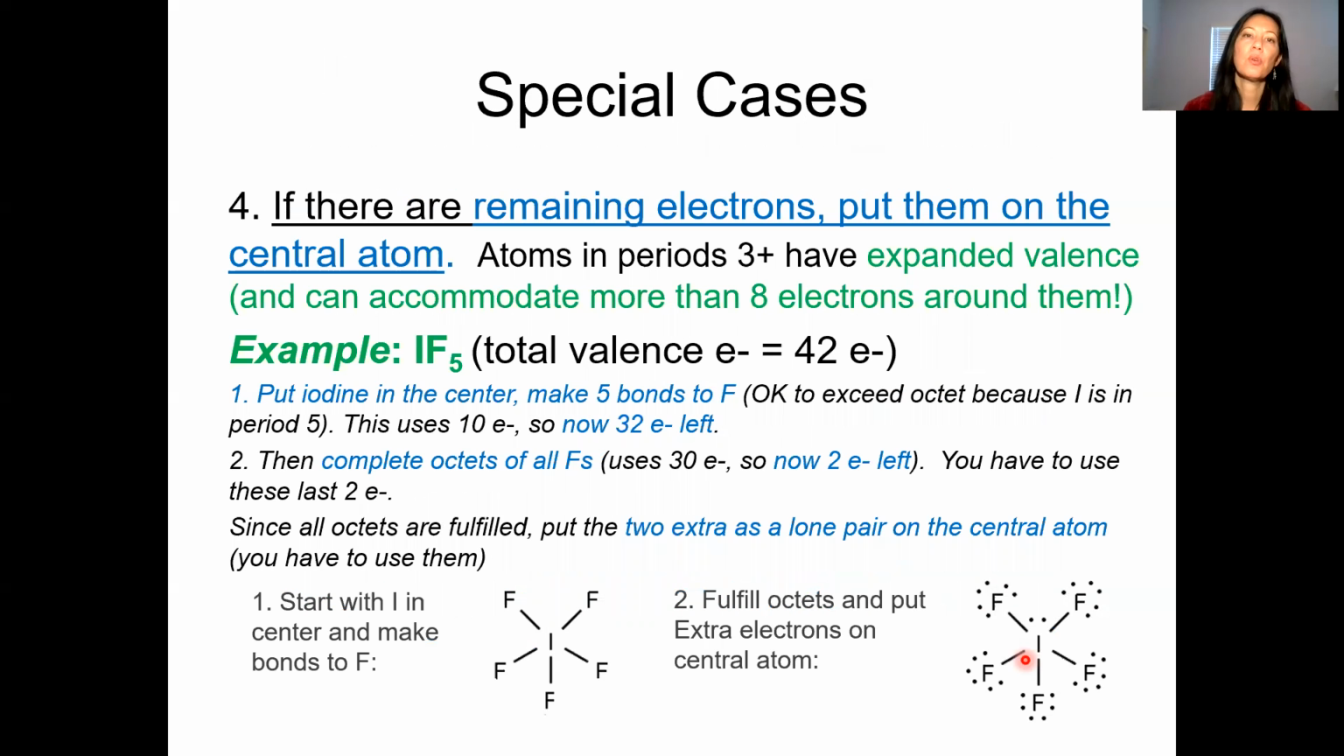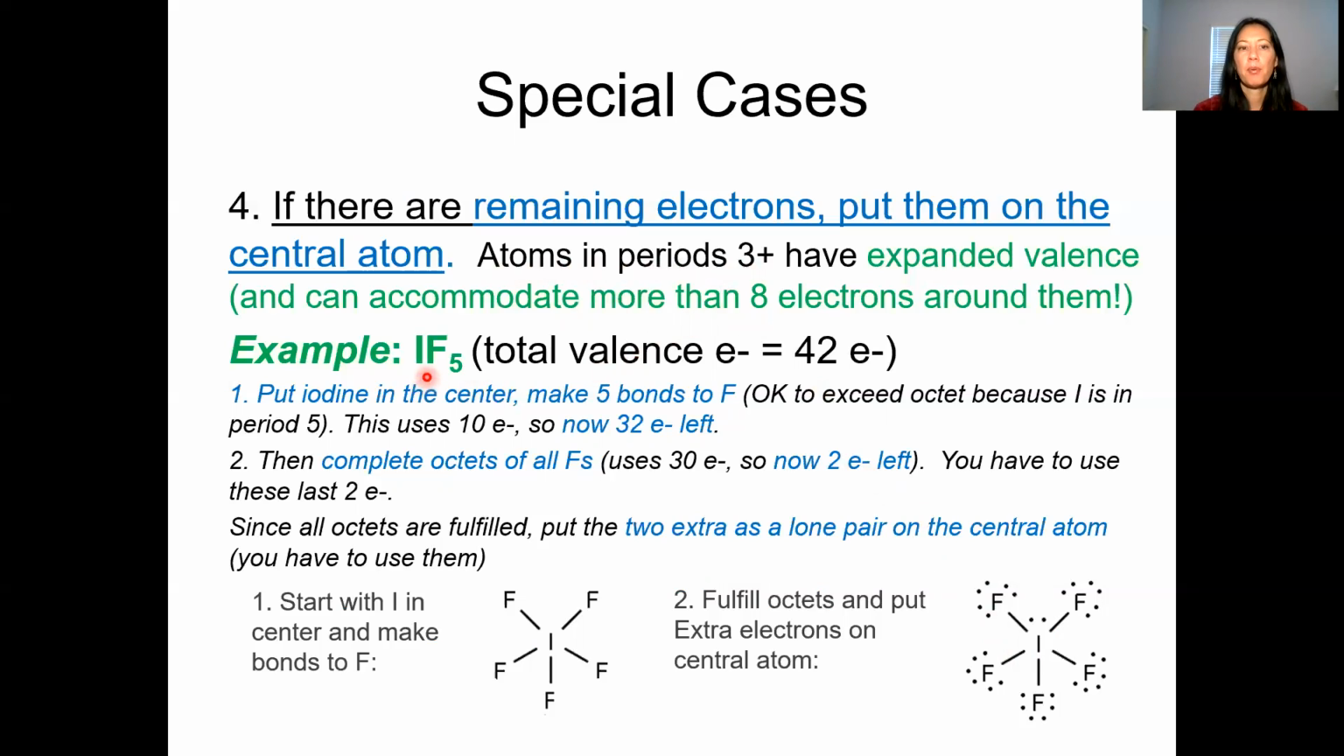Okay, here's where it gets a little trickier. Sometimes you build your molecule and you have extra electrons. What do you do with them? This will happen in a situation where you are dealing with an atom in period 3 or lower on the periodic table. These have expanded valence. There are available d orbitals to accommodate more than 8 electrons around them. So you can actually put those remaining electrons on the central atom.